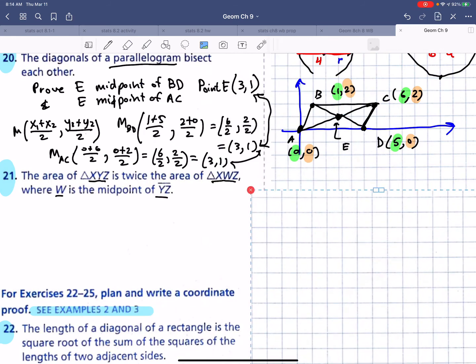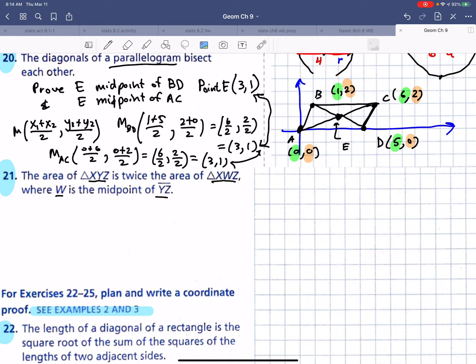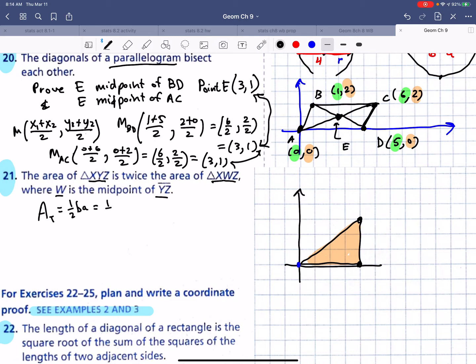Okay, there you go. So it says the area of XYZ. So okay, that's a triangle. So let's make just a basic triangle. So here's my triangle. The area of my triangle is 1/2 base times altitude. My base is 4, right? My altitude is 3, so I get 12 halves or 6. So the area of this triangle is 6.